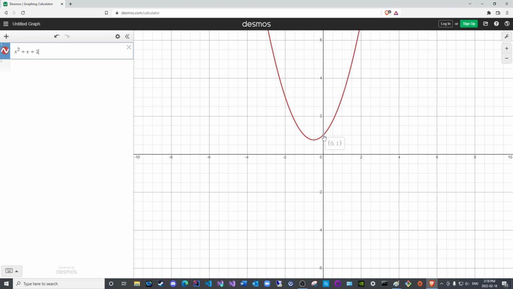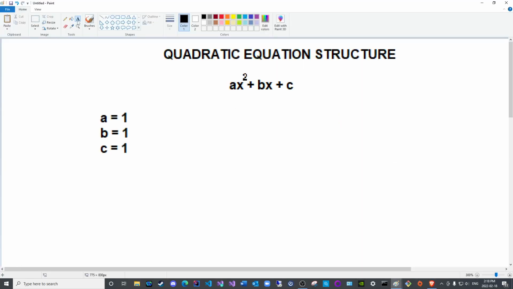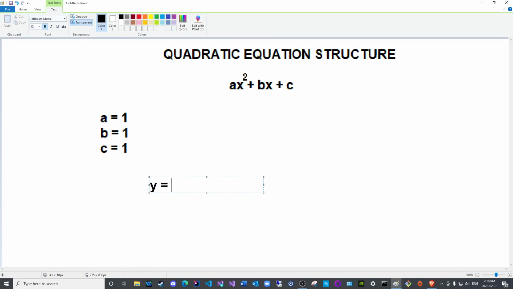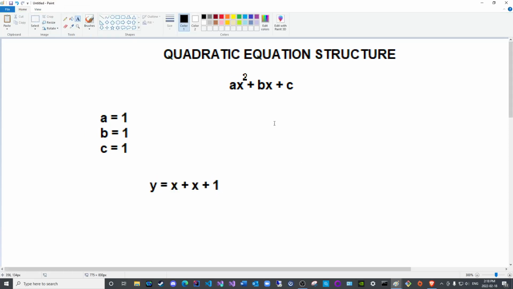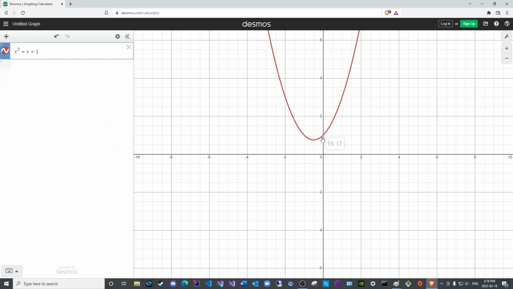So you see here, the C is 1, which matches the C here. Why? It is because if I have y is equal to x squared plus x plus 1, the y-intercept indicates that the x-coordinate of that intercept is 0. So what does that mean? We substitute x with 0. So it is 0 squared plus 0 plus 1. So it means y is equal to 1. So the c in the quadratic equation is the y-intercept.